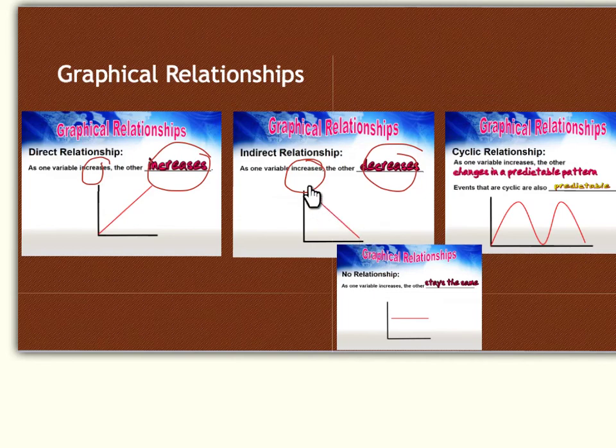Okay, a cyclic relationship is where one variable increases, the other changes in a predictable pattern. So things like the tides, right? So as the day goes on, you have a low tide and you have a high tide, and then you have a low tide, then you have a high tide, then you have a low tide. So that's a cyclical pattern. All right, and then having no relationship is where one variable increases, the other stays exactly the same. So that's what you get. You get a straight line.